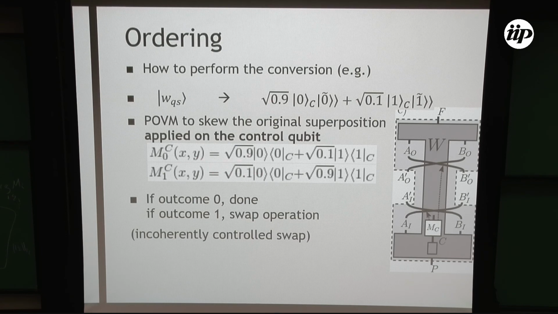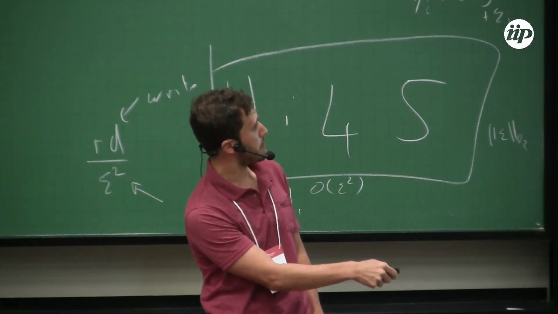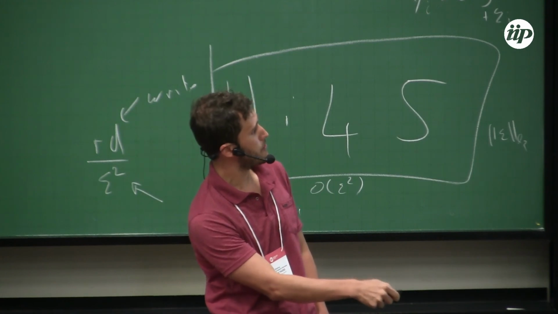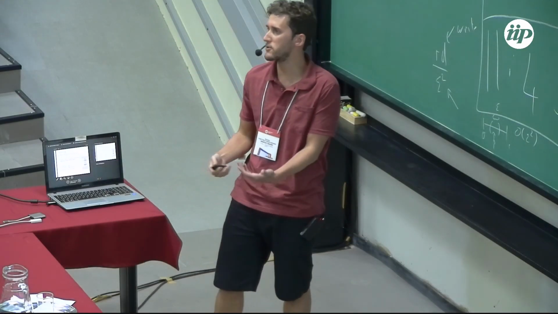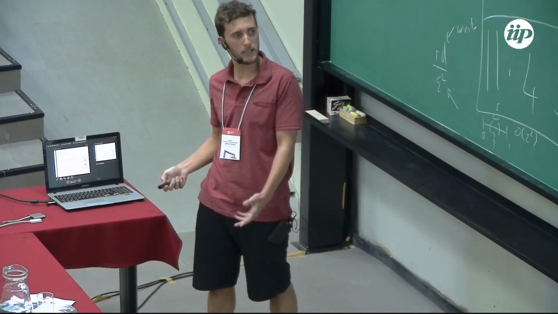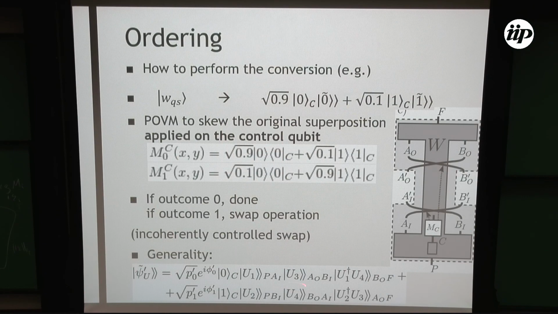So we do this measurement here. If this first outcome comes out, we get exactly what we wanted. If the second one comes out, we have to do a swap operation, which basically means we do a measurement here and a controlled swap. But because this controlled swap is controlled incoherently, this can actually be done. So this is actually possible to do. We can generalize this a bit, but it's not very interesting for us right now.